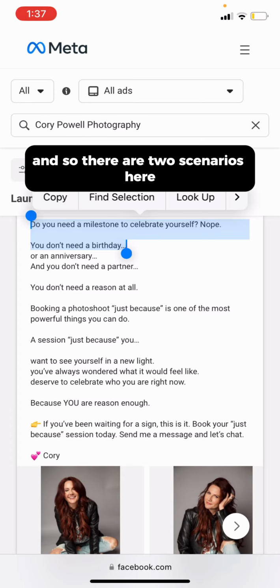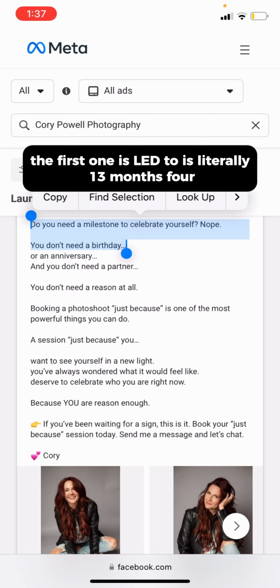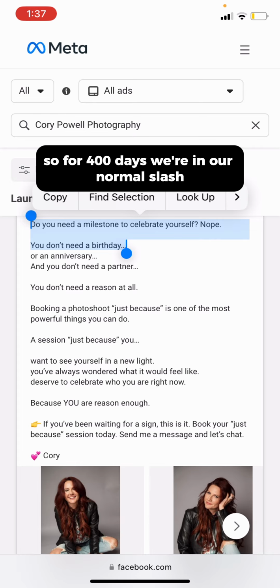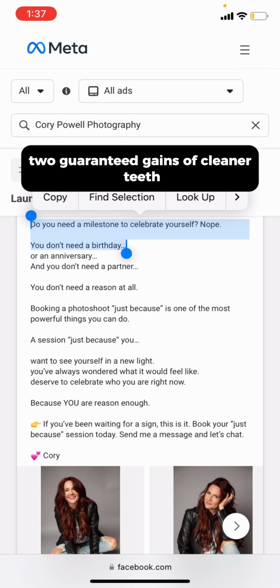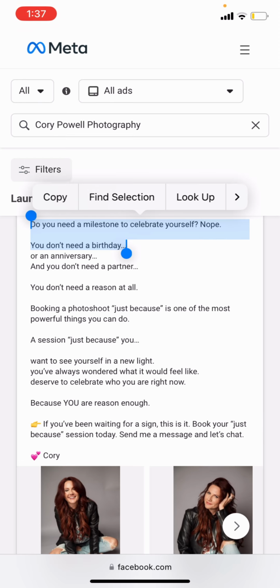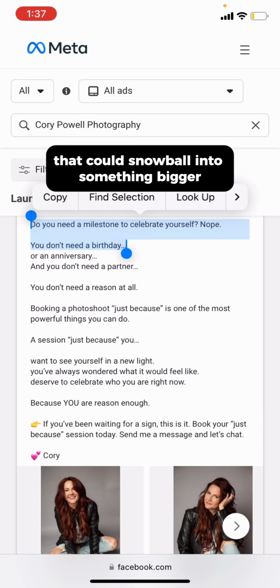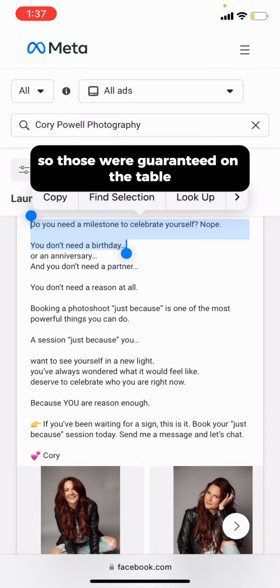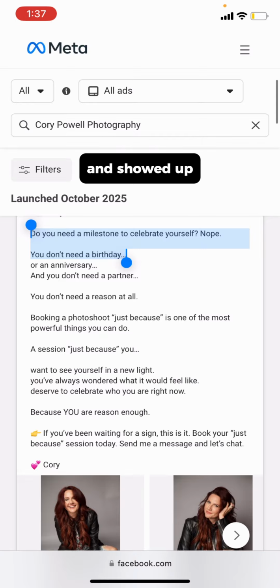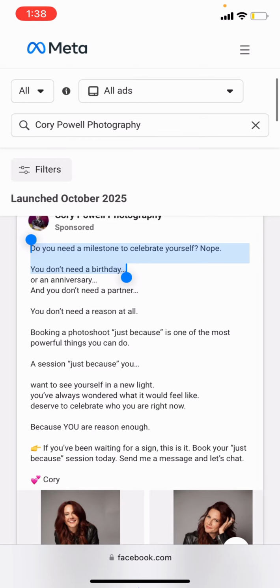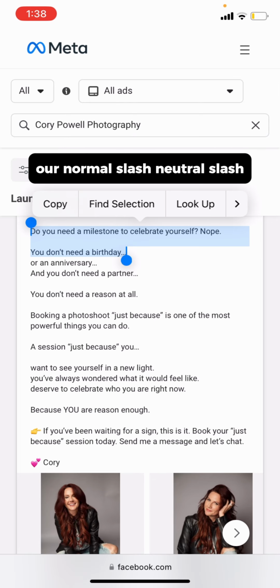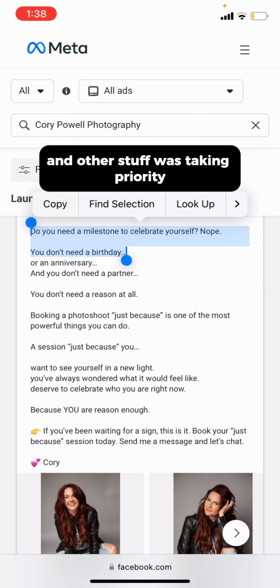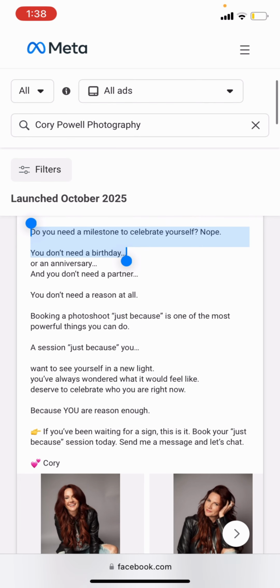And so there are two scenarios here. The first one is literally 13 months, which is 400 days. So for 400 days, we're in our normal, neutral, homeostasis state, and we had two guaranteed gains of cleaner teeth and peace of mind knowing we wouldn't have any cavities that could snowball into something bigger. So those were guaranteed on the table if we booked an appointment with a dentist and showed up to get our 6-month teeth cleanings done. And for 400 days, we took no action. Right? We're fine. Our normal, neutral, homeostasis state, and other stuff was taking priority.